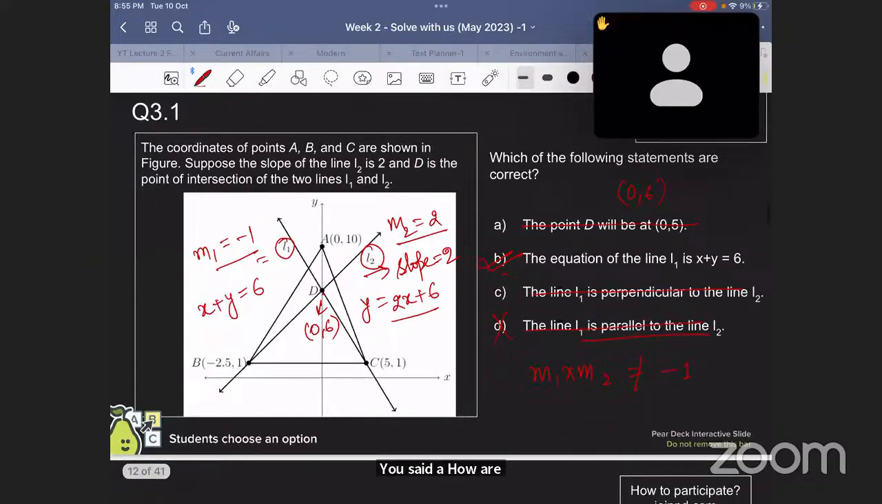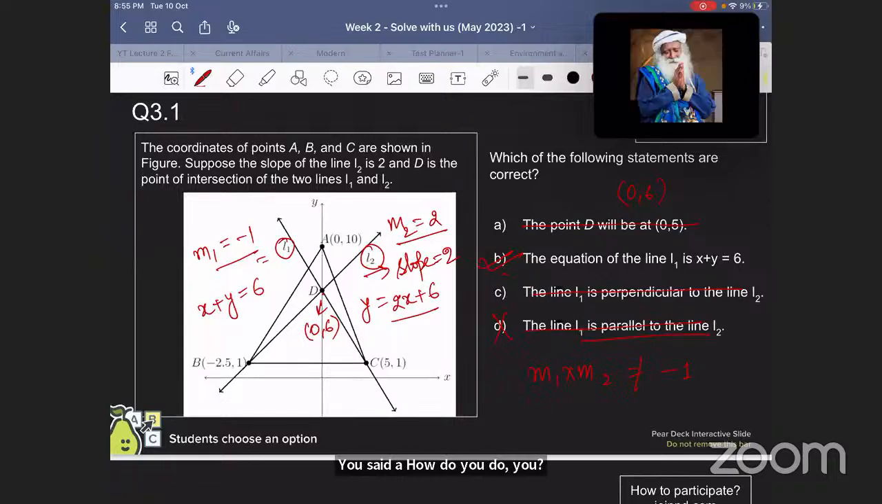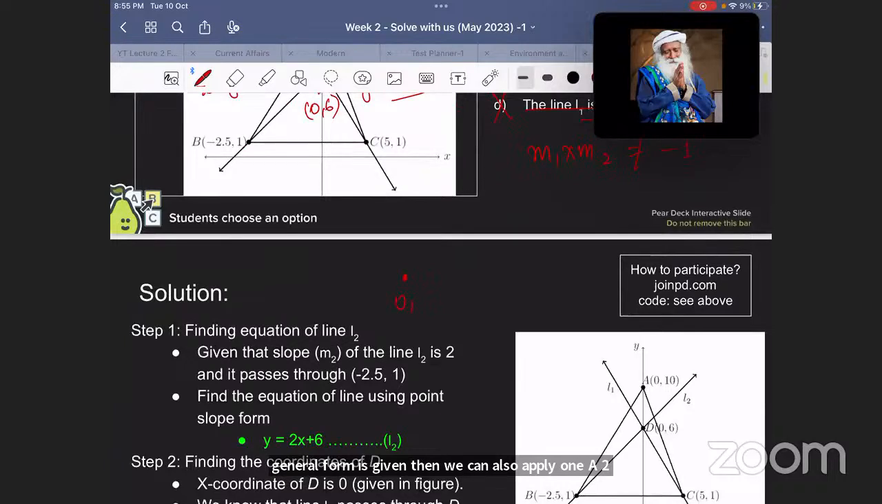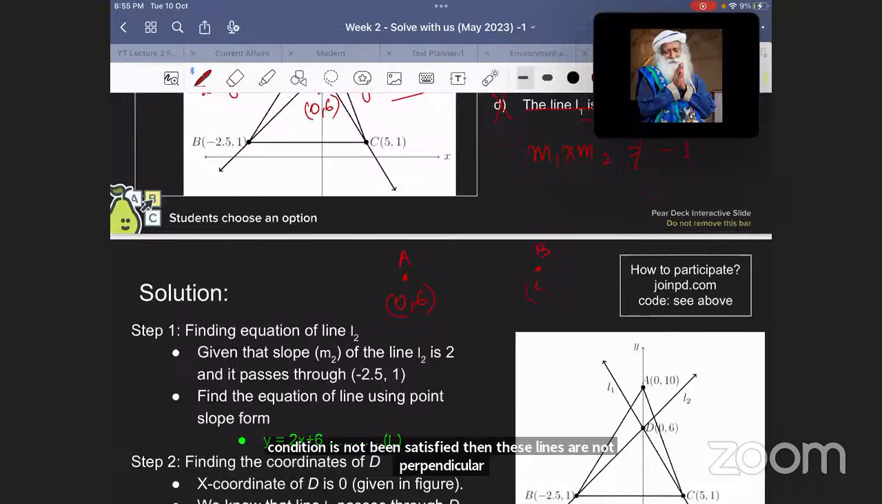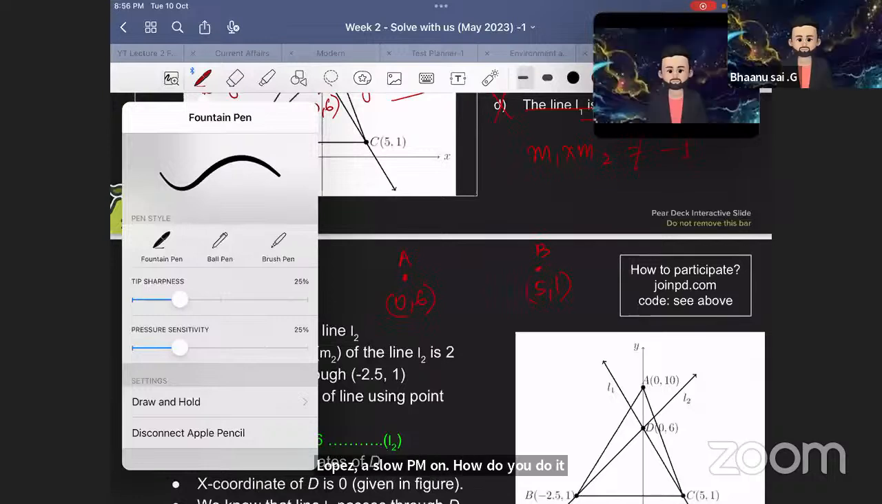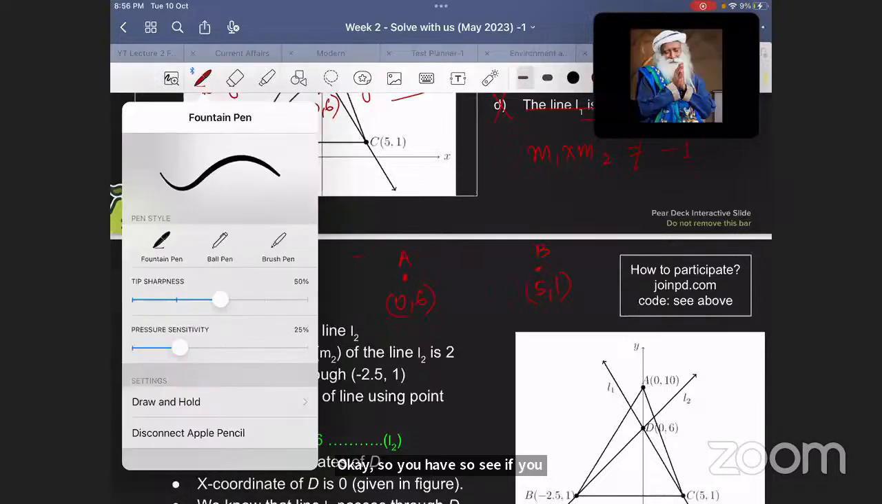What was the other doubt? I have a doubt in M1, sir. Okay. What is the doubt? Slope M1. How do you determine it, sir? So see, if you have 2 points, 0 comma 6, this is A and that is B, 5 comma 1, how will you calculate the slope? How do you calculate the slope? Y2 minus Y1 divided by X2 minus X1.